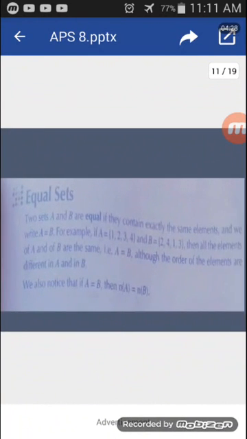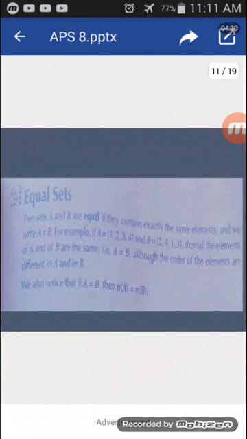Definition of equal sets. Two sets A and B are equal if they contain exactly the same elements, and we write A = B. For example, if A = {1, 2, 3, 4} and B = {2, 4, 1, 3}, you must know that the arrangement of the elements in the set doesn't matter. Then all the elements of A and B are the same, that is A = B, although the order of the elements is different in A and B. We also notice that if A = B, then the order of A is equal to the order of B, where order denotes the number of elements of the given set.